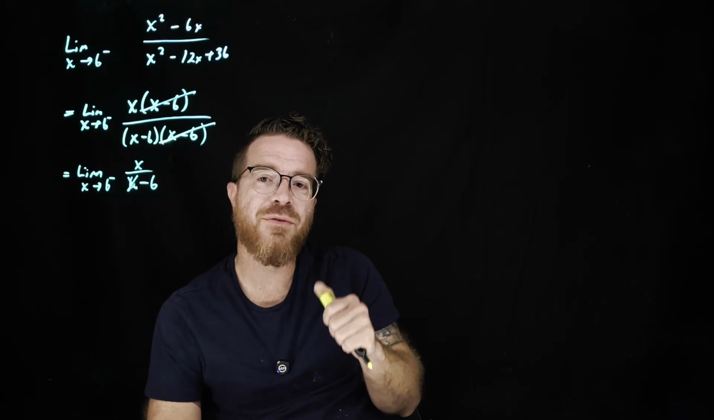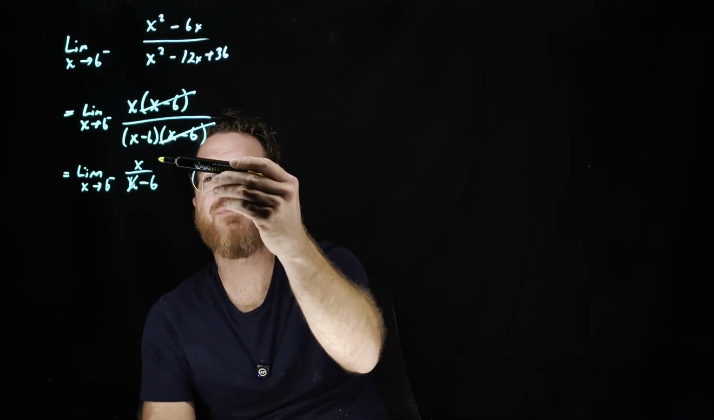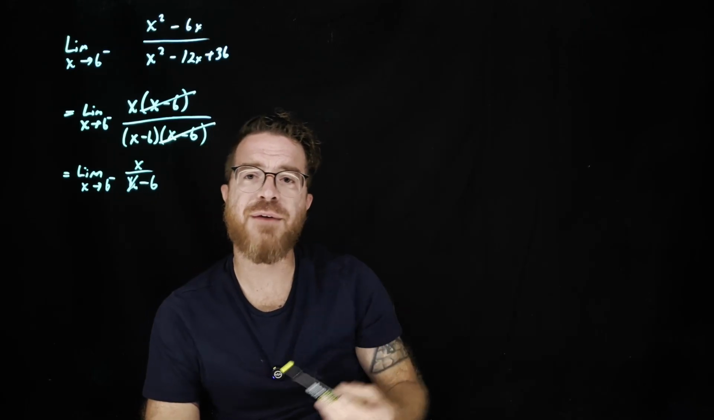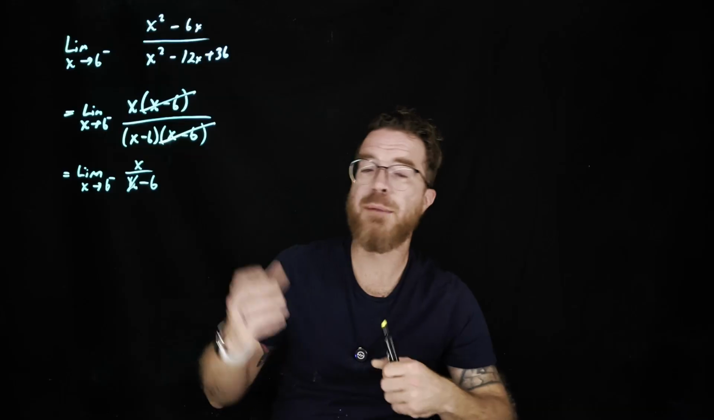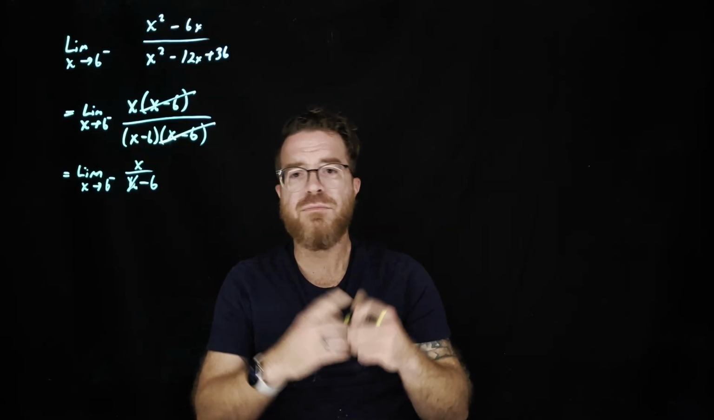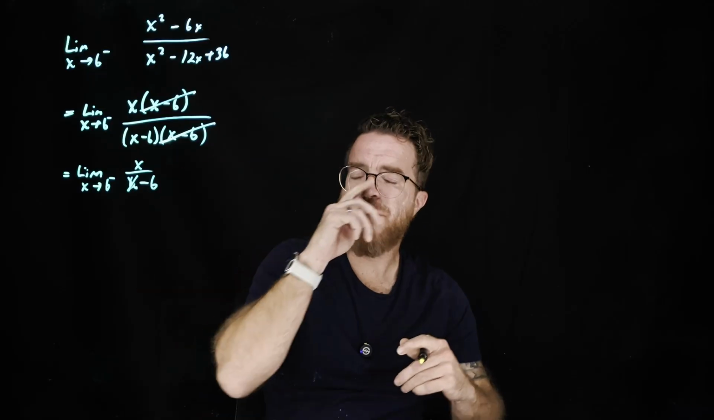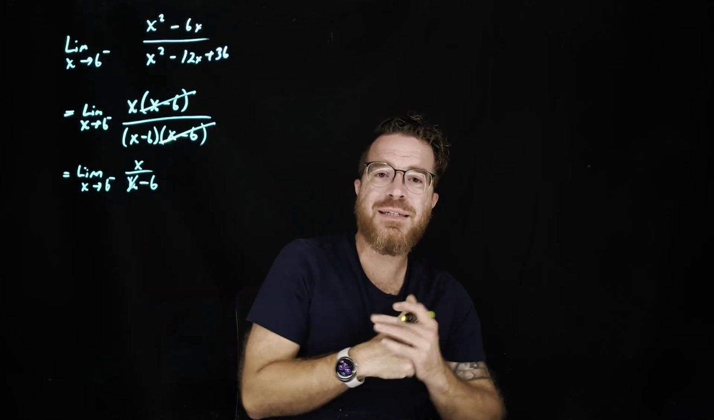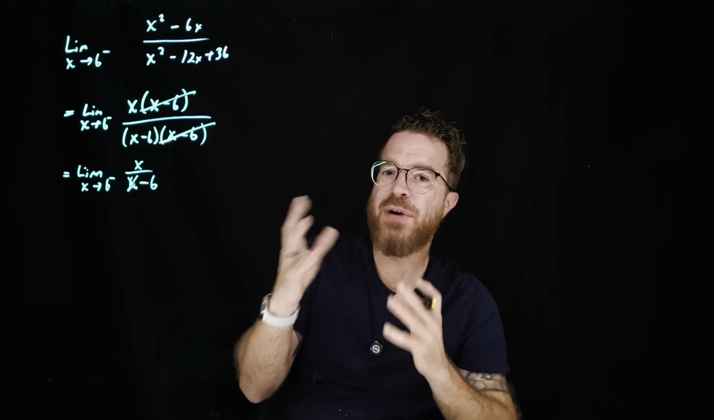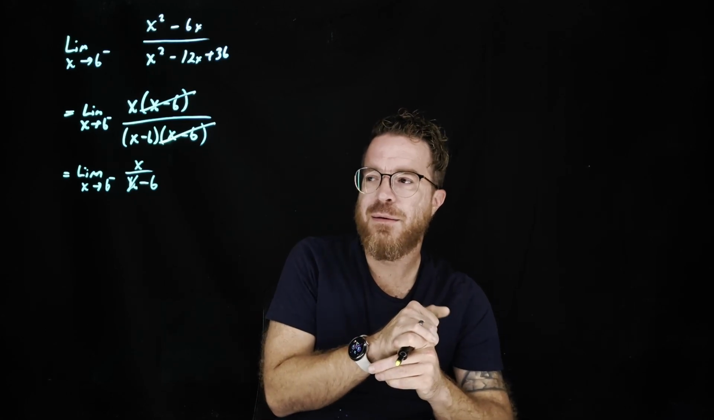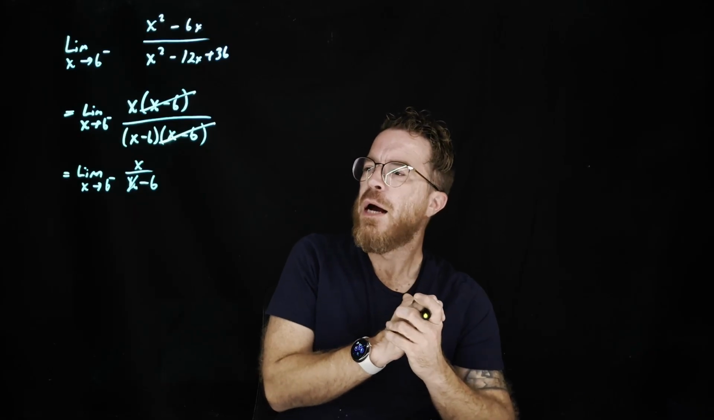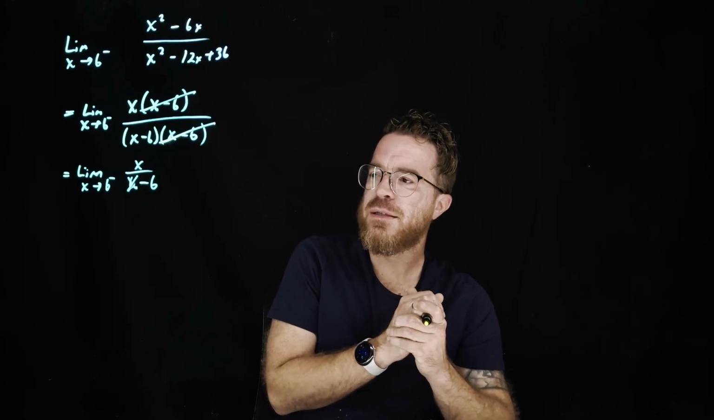If I were to plug in 5.5, I get 5.5 divided by 5.5 minus 6, or 0.5. So that becomes 5.5 divided by 0.5, which is 11. As I plug in, let's say, 5.9, x is 5.9. I get 5.9 minus 6, which is going to give me minus 0.1. So I get 5.9 divided by negative 0.1. Sorry, this is going to give us negative 59.